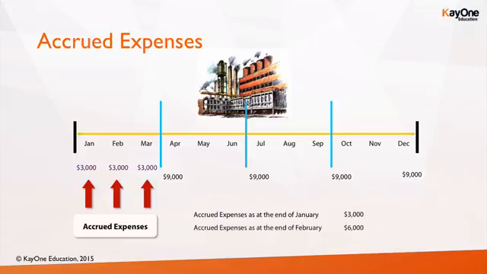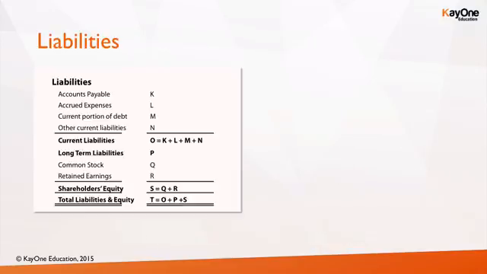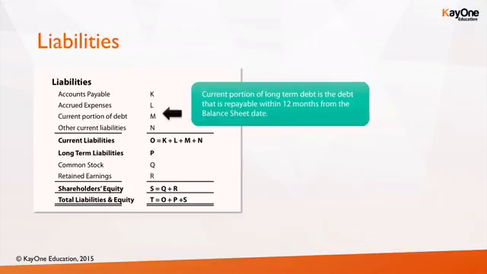So accrued expenses at the end of January is 3,000, accrued expense at the end of February is 6,000, accrued expense at the end of March is 9,000 till the time that you pay the expense to the owner. Next, current portion of long-term debt. Now, if a business has borrowed money which is repayable over a long period of time, which is more than 12 months, the current portion of that long-term loan is shown under current liabilities.